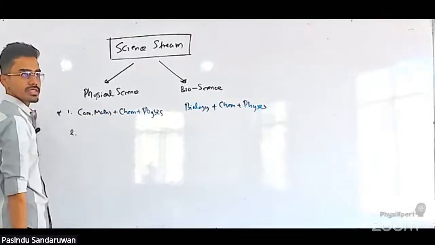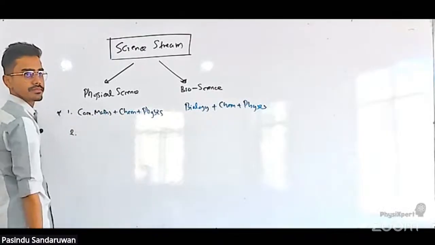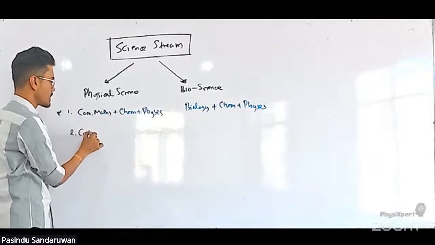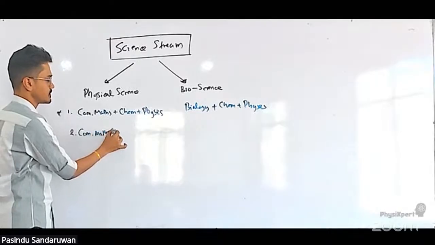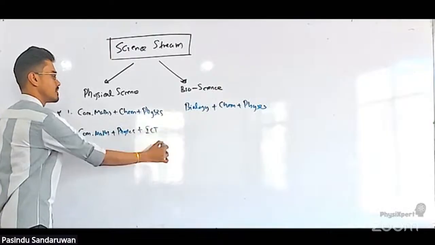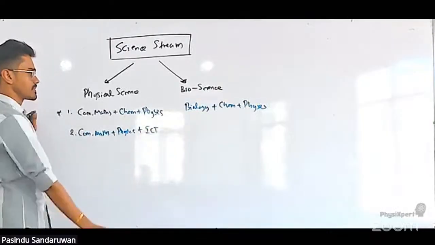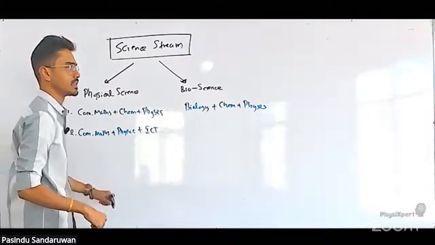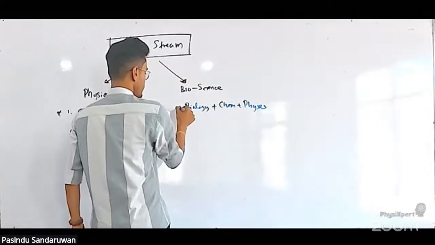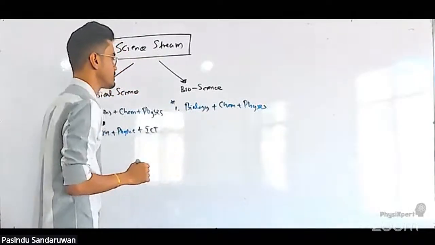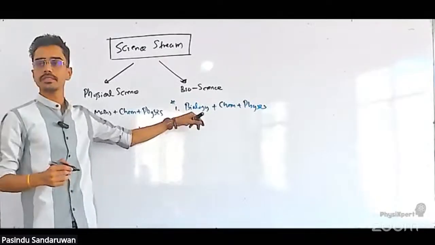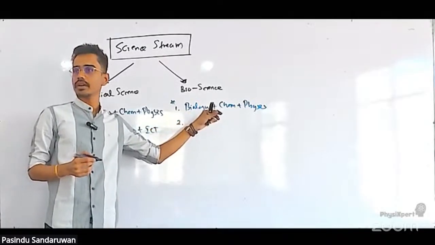If you are doing physical science, you have an alternative for chemistry, right? That is ICT. In that case, you are replacing chemistry with ICT. Maths, physics with ICT. And here also, this is a prominent combination, right? And you have options. What can you replace, if you have ever thought of it? No idea.